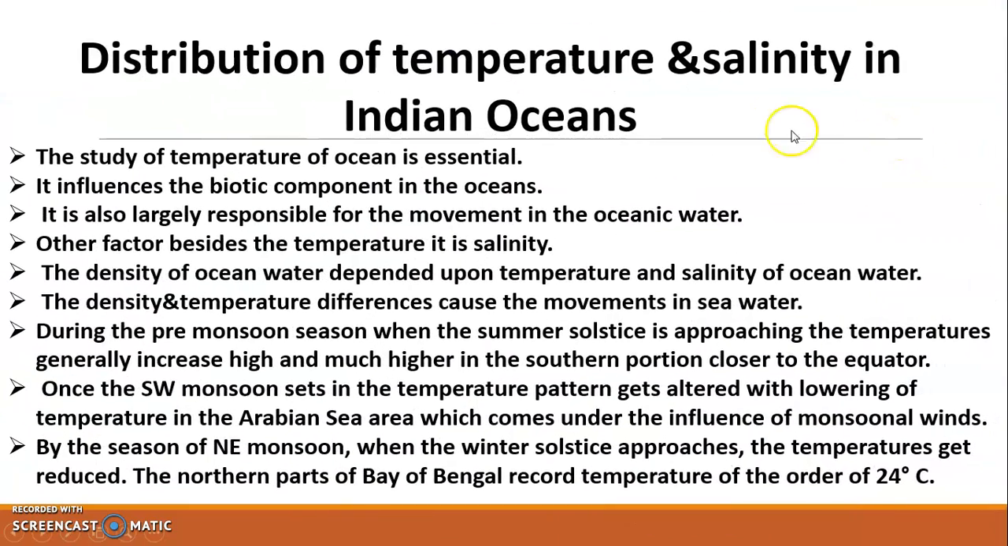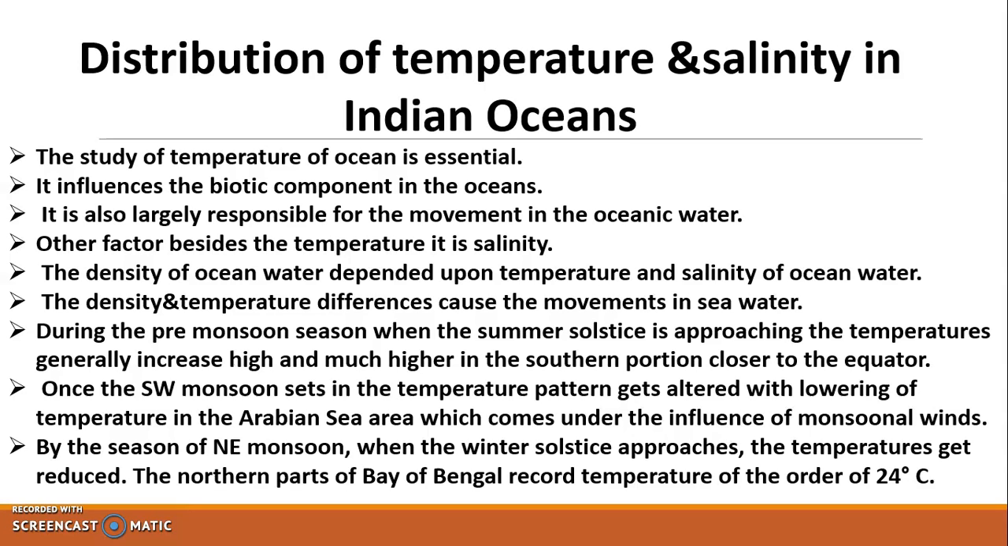Distribution of temperature and salinity in Indian Ocean. The study of temperature of ocean is very much essential. Why? Because it influences the biotic components of the ocean. What is the temperature? What is the salinity? On that basis, you can understand the photosynthesis activity which takes place over there. Because of that, planktons are created, and you can see a large amount of fish and microorganisms thrive on those planktons.